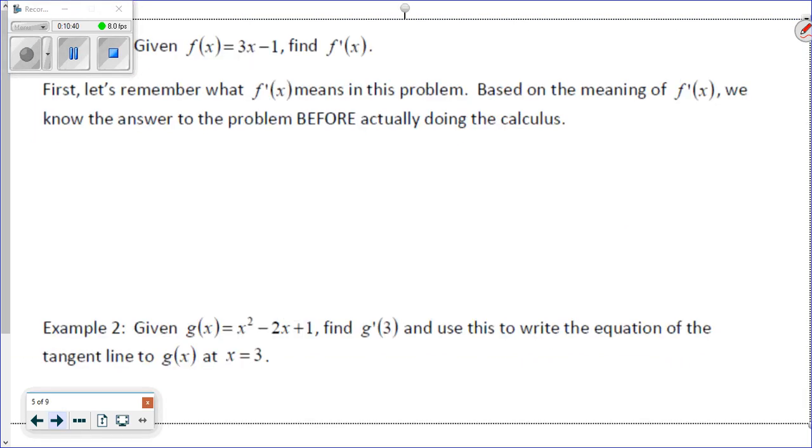Okay, moving on. Let's look at a couple examples. Let's say we're given f(x) = 3x - 1, and we're asked to find f prime of x, which again means find the derivative of f(x). For this problem, if you think about the meaning of the derivative, you actually don't have to do any calculus, because f(x) = 3x - 1 is a linear function.